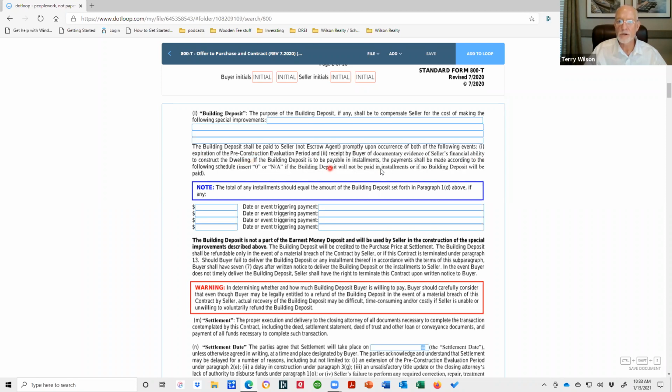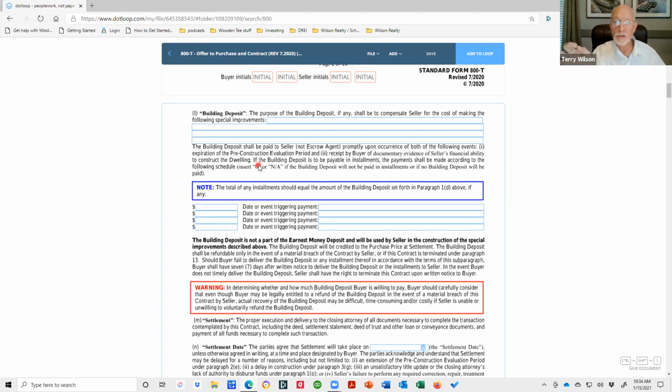The building deposits are to be paid in installments. The payment shall be made according to the following. So basically, here's what this is saying. Remember, the builder is financing this deal, but the buyer has to have some skin in the game. So the buyer is going to give the builder a deposit. Just like when you go to D.R. Horton and you want to buy a D.R. Horton home, they require a deposit. They want some skin in the game.